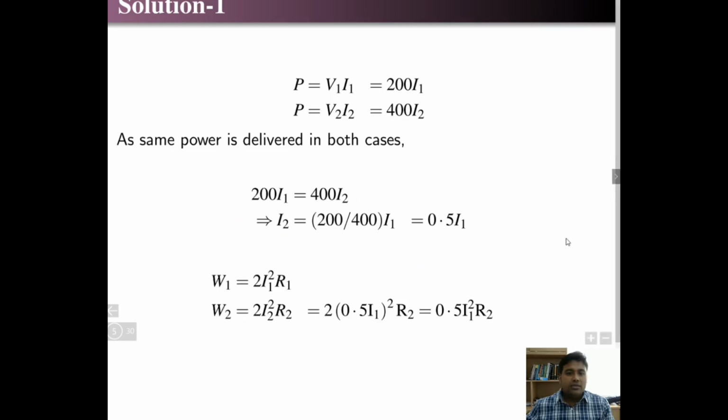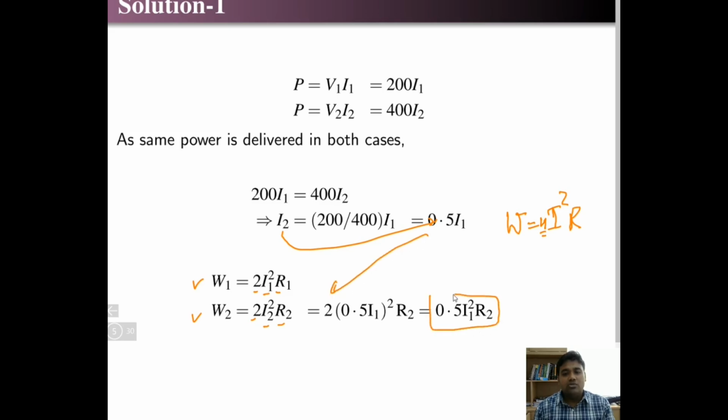Then after that we can find out the losses. Losses will be represented with W. So losses is equal to N times the current square into the resistance, where N is the number of conductors. For the two cases, W1 is equal to 2 I1 square into R1, and W2 is equal to 2 I2 square into R2. We can substitute the value of I2 as 0.5 I1 in this equation. So we will get 2 into (0.5 I1) square into R2.